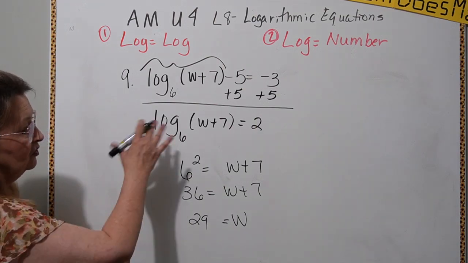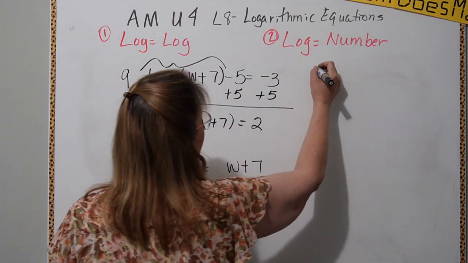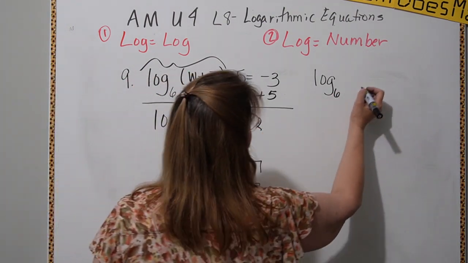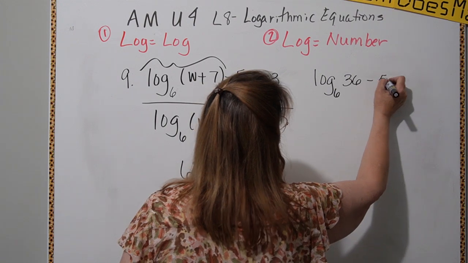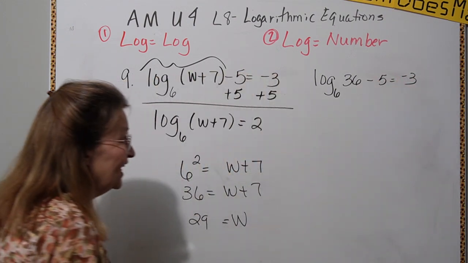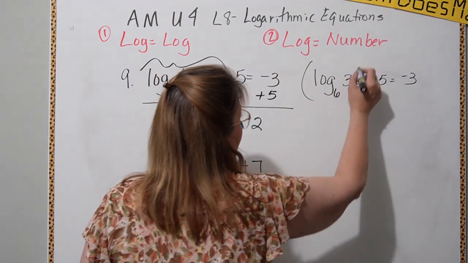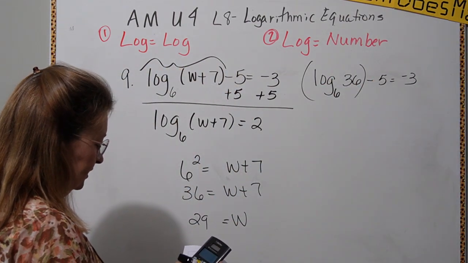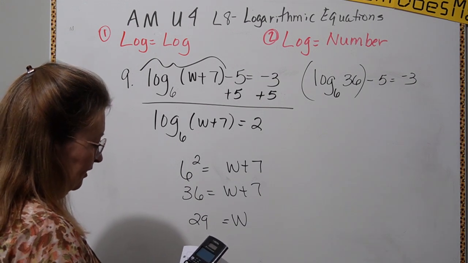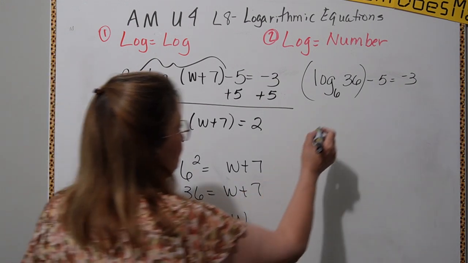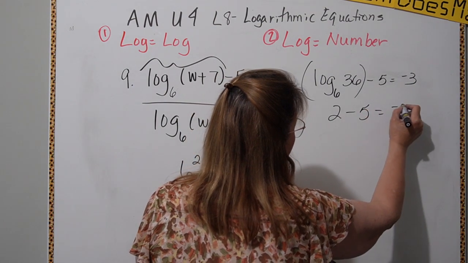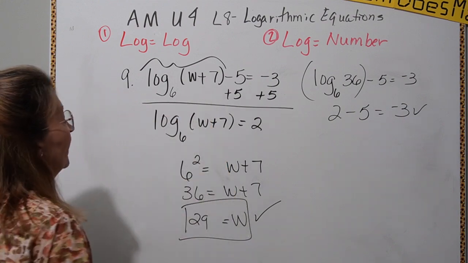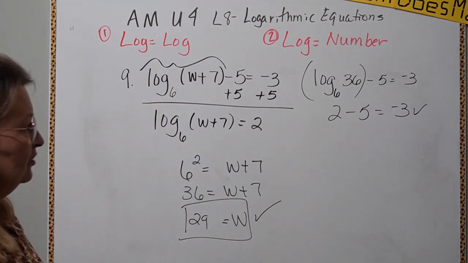Now let's check it, because I want to show you how you would check these. So if I fill this in, log base 6, 29 plus 7 is 36, minus 5 equals -3. Is that true? Well, you're going to put this into your calculator. Log base 6 of 36 is 2. Is 2 minus 5 equal to -3? Yes, it is. So the answer checks. It does not create a non-positive argument, so your answer is good to go there.